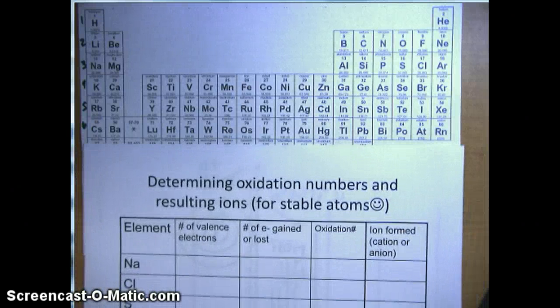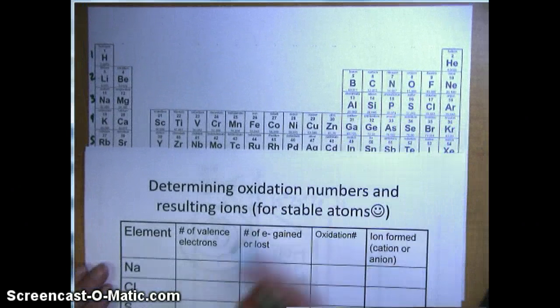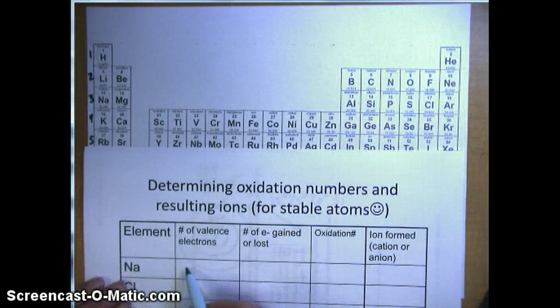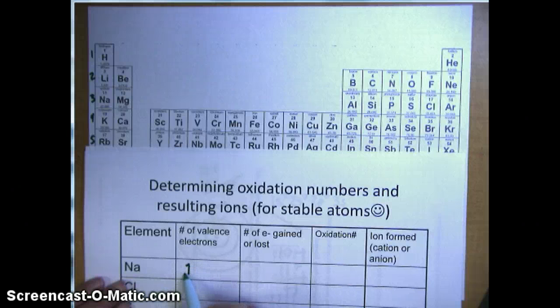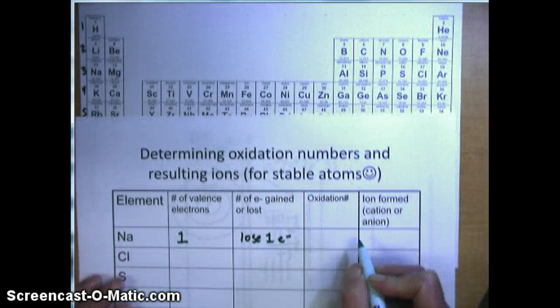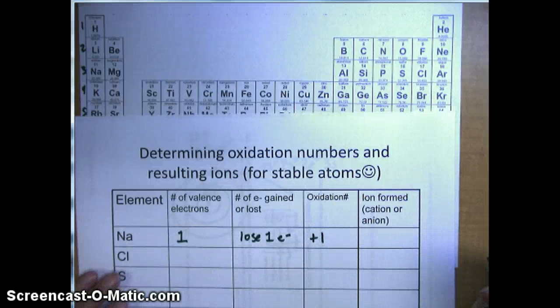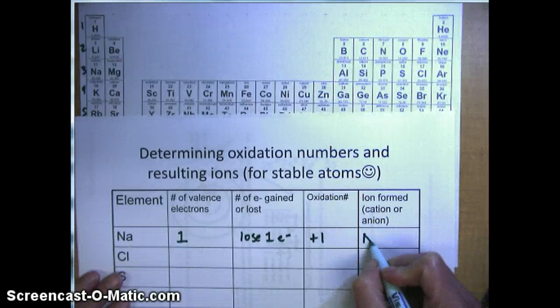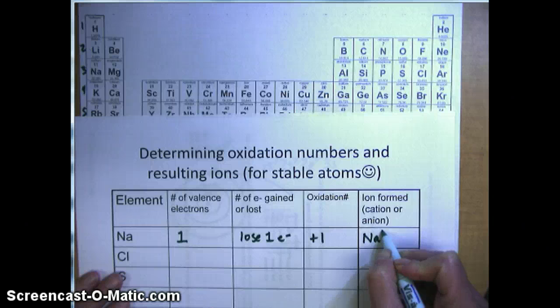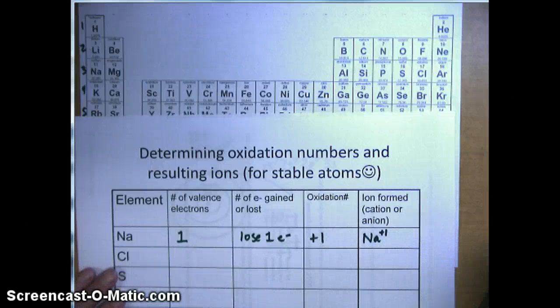So the number of valence electrons for sodium is going to be 1. The number of electrons gained or lost, it's going to lose 1 electron. It is therefore going to have an oxidation number of +1, so that's just the charge after it has lost its electron. And the ion that it forms will be sodium +1. So the ion is the actual charged atom.